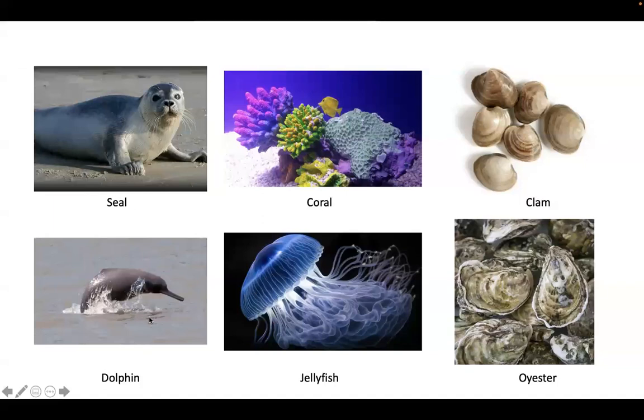We have dolphins in our rivers. Our dolphin mostly looks like this, blackish in color, and they have elongated mouth. The jellyfish, you can see them if you visit Saint Martin's.